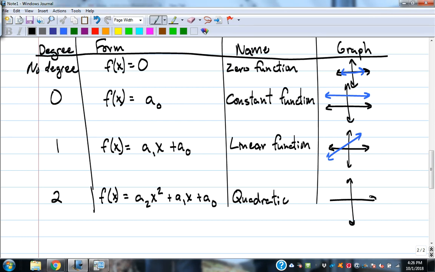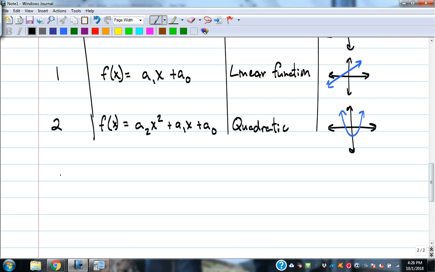On the coordinate plane, it's that U shape, that parabola, something like that. A quadratic has degree 2. Everything that we already know about quadratics still works, even though we're calling it a polynomial of degree 2. It's still a quadratic, and everything we know about those still works. Okay. Let's get up to degree 3.